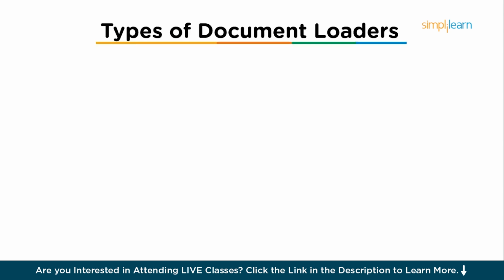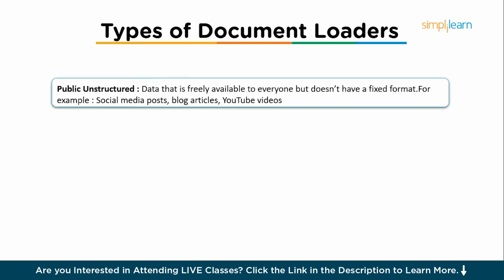It's not possible to cover them all, but here we have a rough overview. The first type is public unstructured. So here, data that is freely available to everyone but does not have a fixed format. For example, social media posts, blog articles, YouTube videos. Anyone can access it, but it's messy and needs processing to be useful.